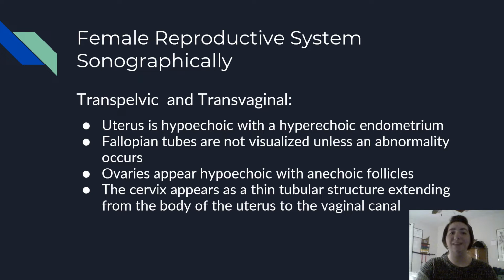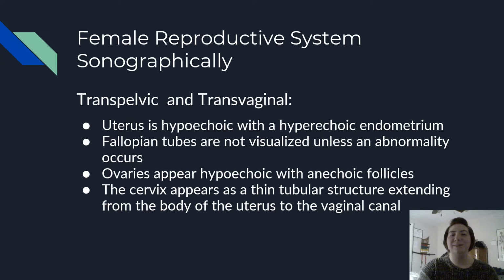There are two ways the female reproductive organs are visualized during a sonogram: transpelvically and transvaginally. A transpelvic sonogram is visualizing the organs from on top of the pelvis, while a transvaginal sonogram, also called an endovaginal sonogram, is visualizing the organs from within the vaginal canal.